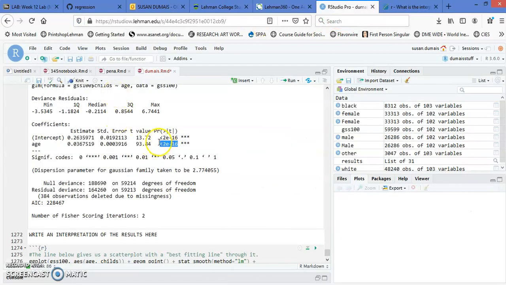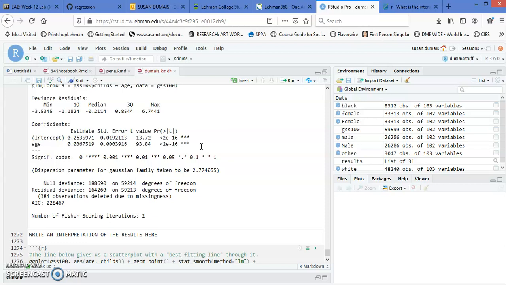When you have a figure like this, it means that there's almost no chance you would have gotten the results you did if the null hypothesis was correct. If there was no relationship between age and number of children, the chances are almost 0 that we would have gotten these results. And so if the chances are really small that we would have gotten results like this if there's no relationship, then we conclude that there actually is a relationship.